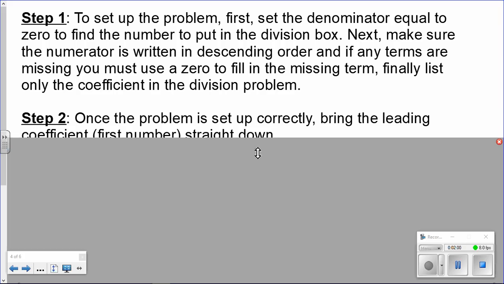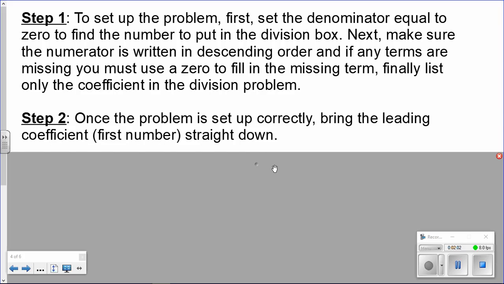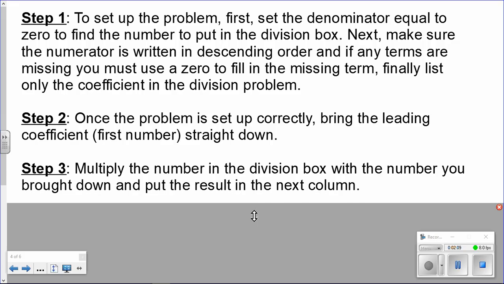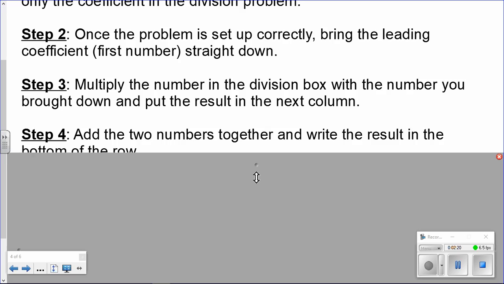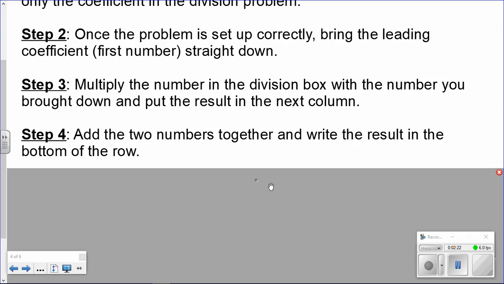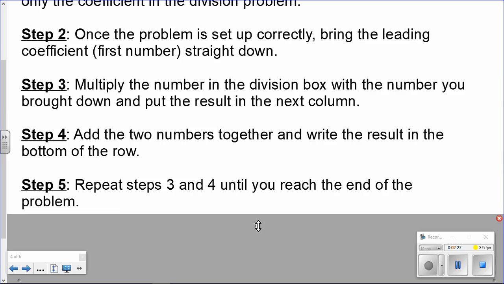The next thing we want to do, once the problem is set up correctly, is bring the leading coefficient, or the first number, straight down. Third step, we multiply the number in the division box with the number you brought down and put the result in the next column. Step 4, we add the two numbers together and write the result in the bottom of the row. Step 5, we repeat steps 3 and 4 until we reach the end of the problem.